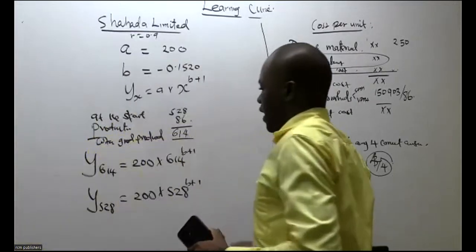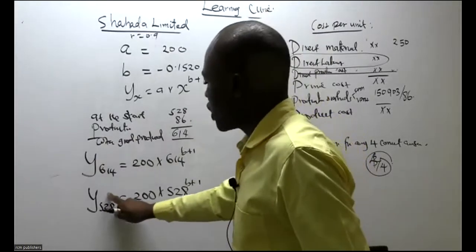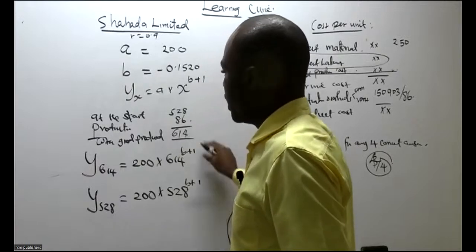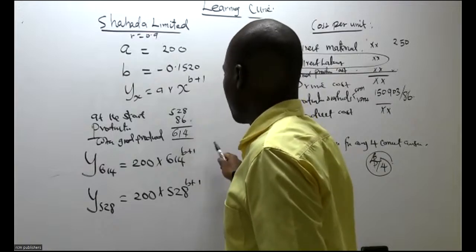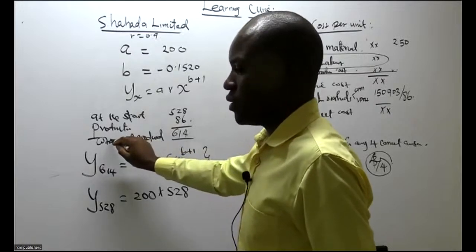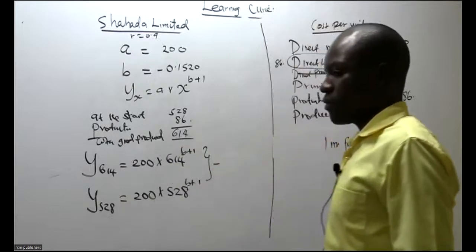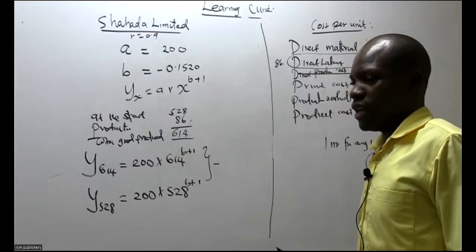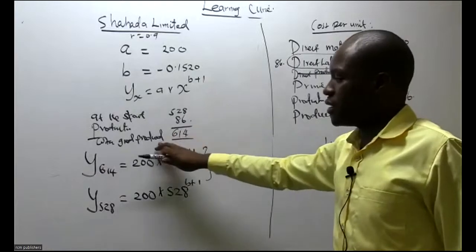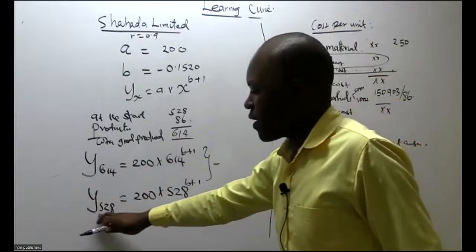If I get the time taken to produce the first 614, less the time taken to produce the first 528, what will be that answer? It will represent the difference between these two. The difference between the two will be the time taken to produce how many units? As we agree, at the start they had already produced 528. At the end, they have 614. The first 614 is this. The first 528 is this. In the middle there is a gap.